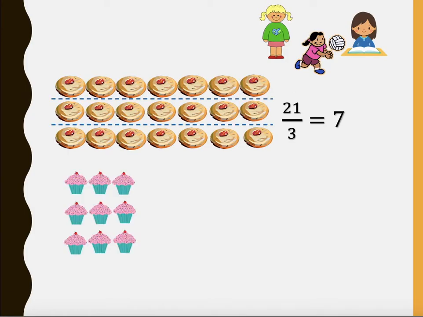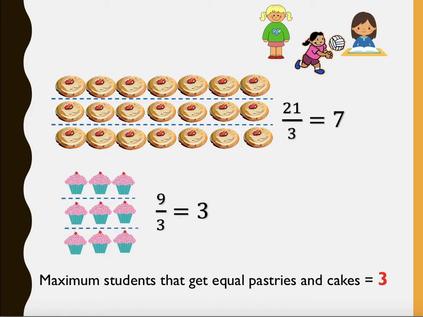Now we take the 9 cupcakes, we divide it exactly among 3 students and we get 3 per student. So obviously 3 seems to be the maximum number, because we cannot divide 21 by 4 exactly, and neither can 9 be divided by 4 exactly. So if you continue dividing by other numbers, you will find out eventually that 3 is the maximum that divides these two numbers exactly. So the maximum students that get equal pastries and cakes is 3.